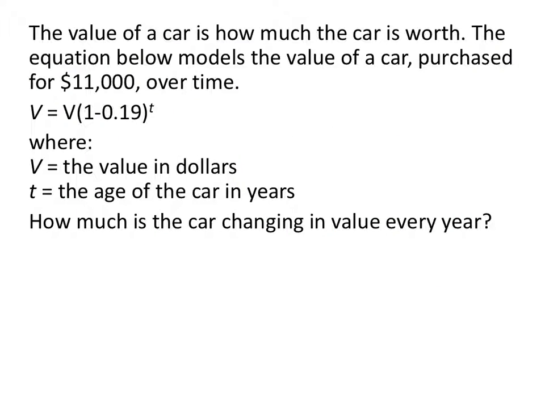The value of a car is how much the car is worth. The equation below models the value of a car purchased for $11,000 over time. V, which I assume is the future value, equals, that should be like V sub 0, like this, to show an initial value. And then in parentheses, 1 minus 0.19 to the power of t. Just looking at this, does anyone know why it's subtracting the 0.19? Yeah, so it loses value. It loses value through depreciation.